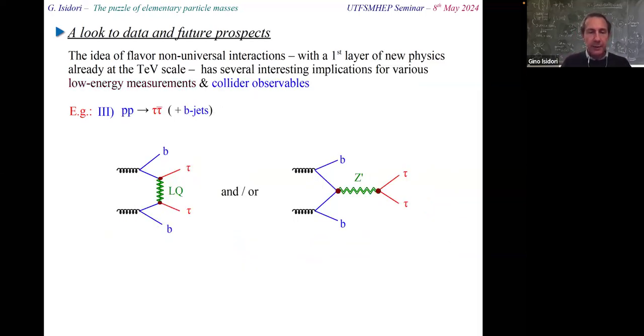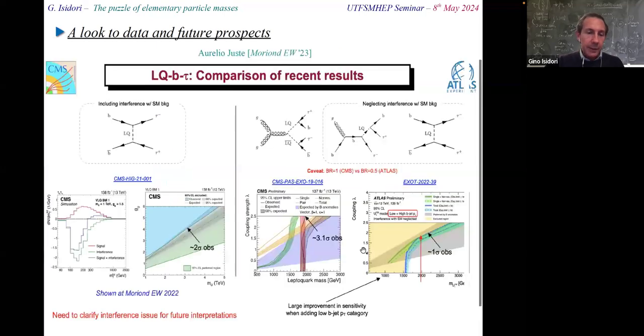Finally, last but not least, of course, this new physics, if it is coupled mainly to the third generation, could be seen at the collider, because we can produce also b quark collisions at the collider. For instance, if there is this leptoquark, you can expect a process of this type where you have b b going to tau tau with the t-channel exchange of the leptoquark, or if there is a Z prime, you expect again in the s-channel.